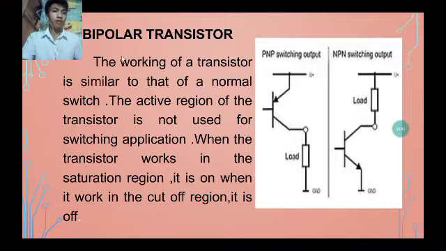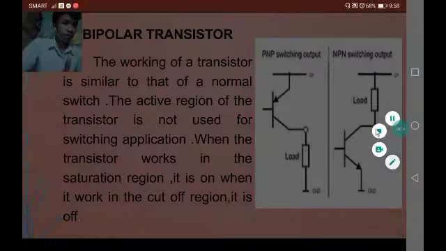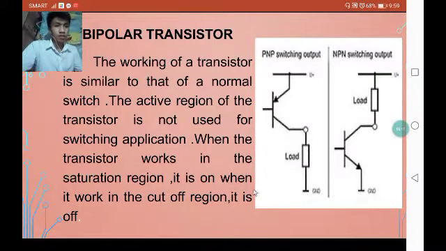These are particularly used in different electronics or components. So this is the bipolar transistor. The working of a transistor is similar to that of a normal switch. The active region of the transistor is not used for switching application. When the transistor works in the saturation region, it is on. When it works in the cutoff region, it is off. So that's one example of electrical switches.